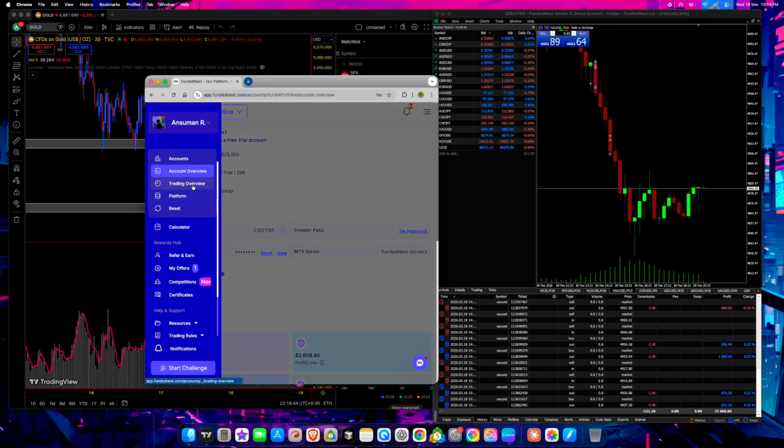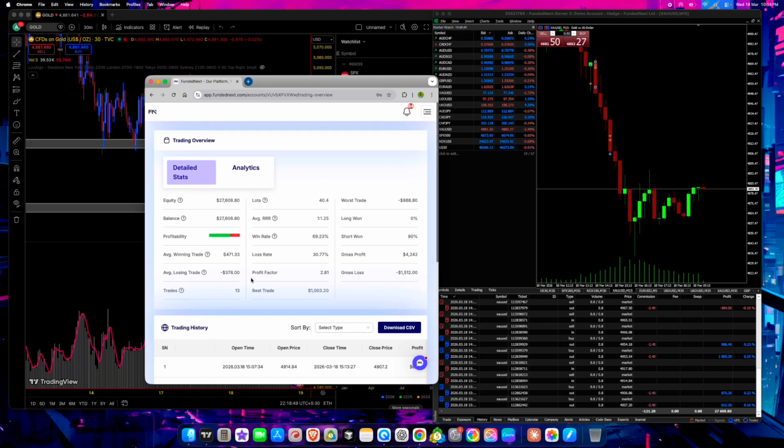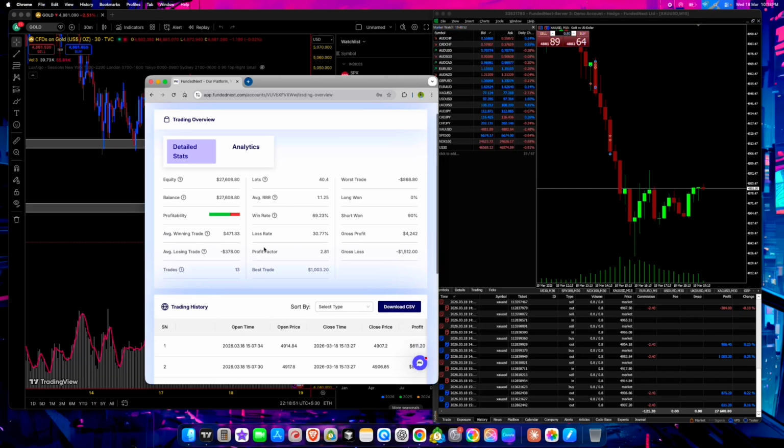Let me show you the trading overview, and also I will be going through the trading statements for complete transparency purposes. As you can see, the complete trading journal is here: the profit factor, the loss rate, the win rate, long and short. Every trade I took in this account today was probably a sell side trade. The gross profit was $4,242, the gross loss was around $1,512, and the total number of trades taken in this account was 13.